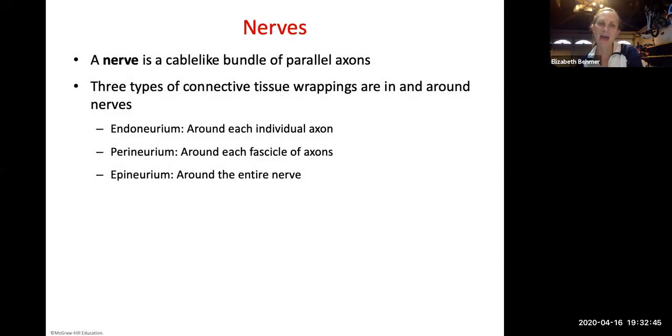So if we've looked at an axon, now we're gonna talk about a nerve. When we learn the nerves in the body, a nerve is a cable-like bundle of parallel axons together. So that's what each nerve in your body is. It's just a bunch of axons bundled together. There are 3 types of connective tissue wrappings around the nerves, similar to the wrappings around muscle tissue. The endoneurium is around each individual axon, the perineurium is around each fascicle, and then the epineurium is around the entire nerve itself.